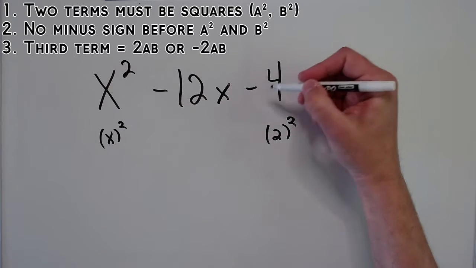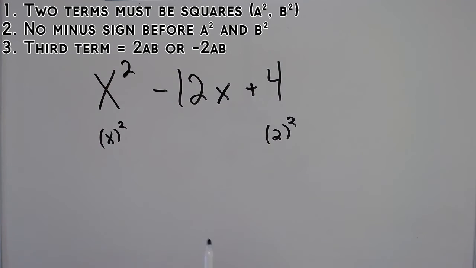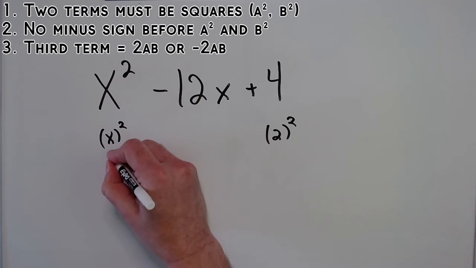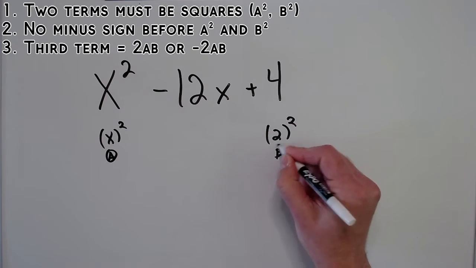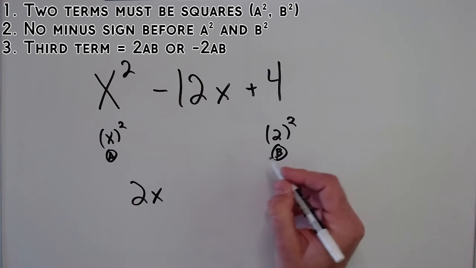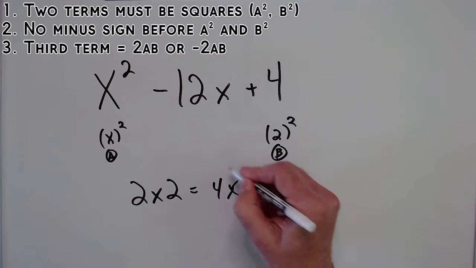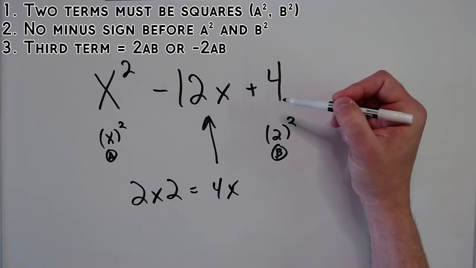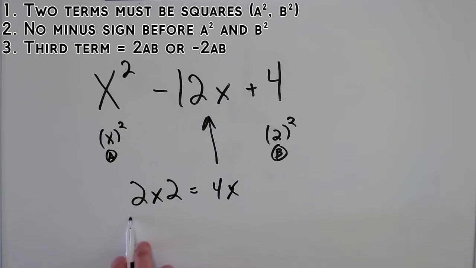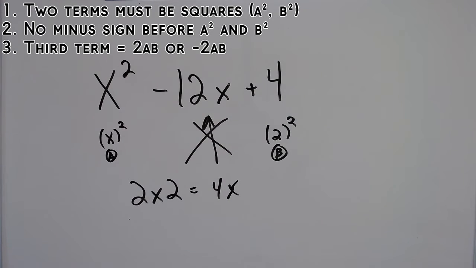But for the sake of the example, what we're going to do is change this to a plus. Alright, so now we've met the second requirement. What's the third requirement? 2 times a times b. Remember, this is a, this is b. So 2 times x times 2 is 4x. So again, we have another mismatch. So even if this were positive, we do not have a trinomial square because 2ab in this case is 4x versus minus 12x. There's a mismatch here, so this is not a trinomial square.